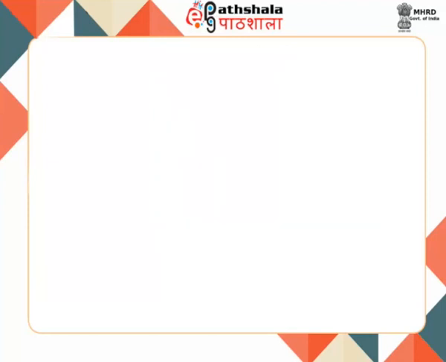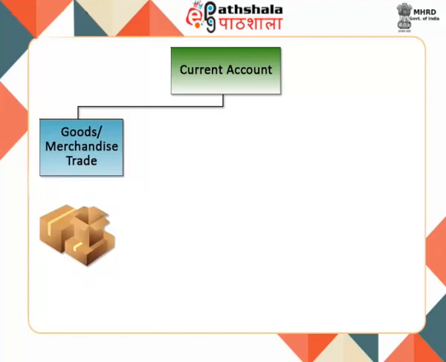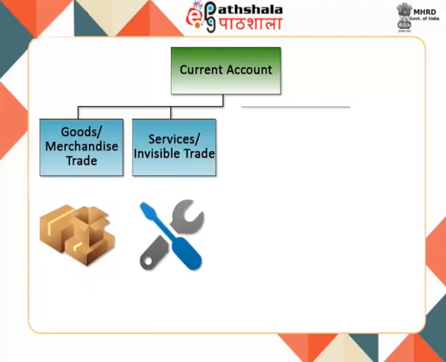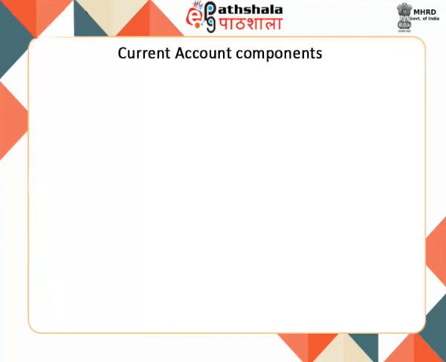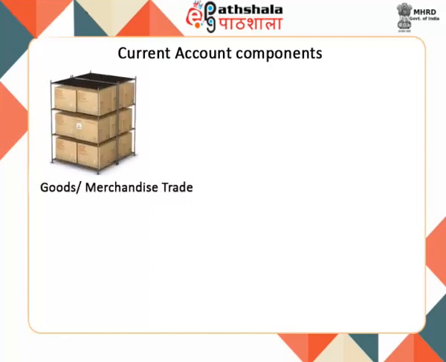Let us now try to know the first sub-account of the BOP, that is, the current account. The current account records all international economic transactions involving export and import of goods and services occurring within the current period. It has the following four subcategories: goods merchandise trade, service invisible trade, factor income, unilateral transfers. The first subcategory of current account is goods or merchandise trade.